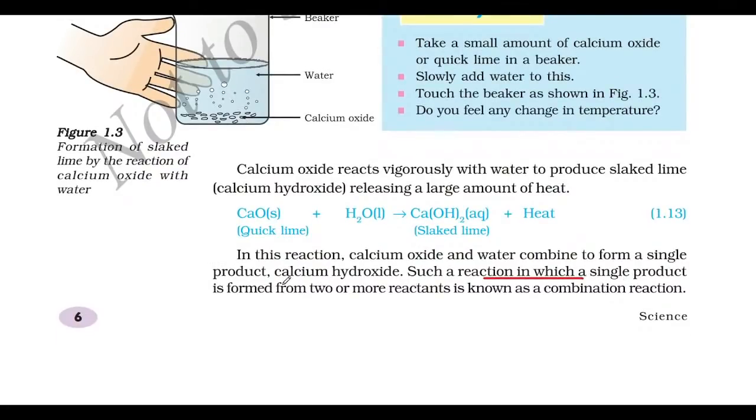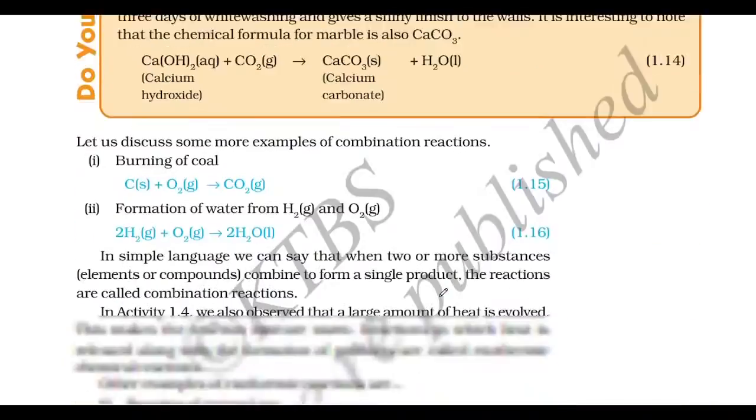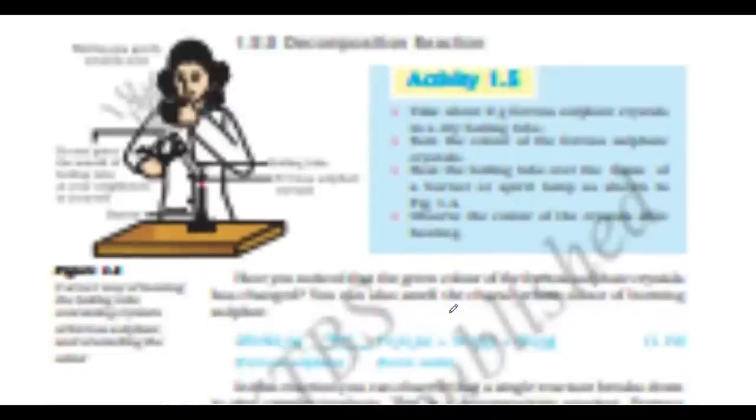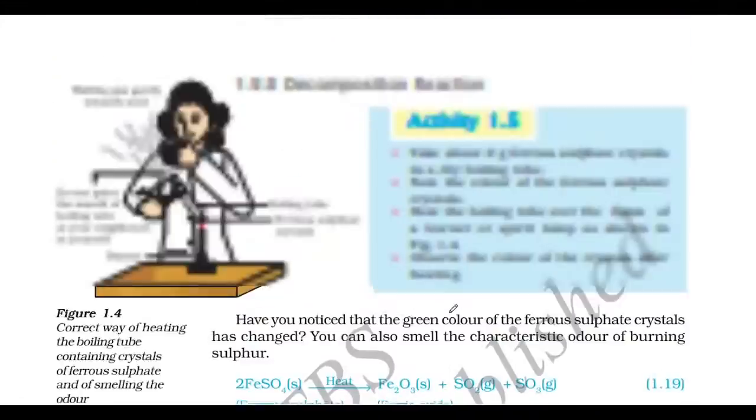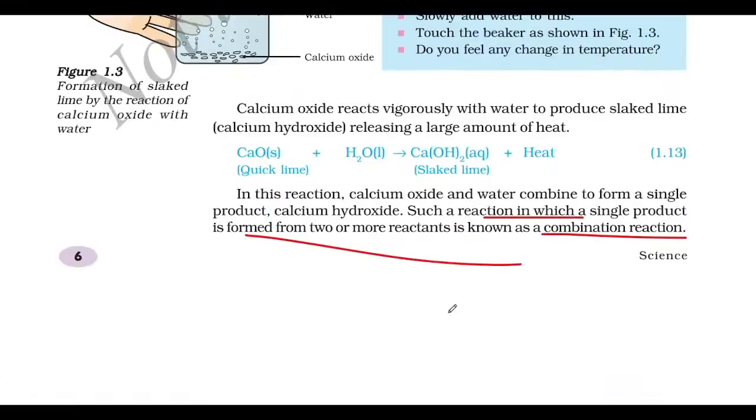A reaction in which a single product is formed from 2 or more reactants. 2 or more reactants will be there, and they combine to form a single product. We call that a combination reaction. It is a 1 mark definition, whether it is combination, displacement, double displacement or decomposition reaction. Based on that, you can expect a 1 or 2 mark question definitely.